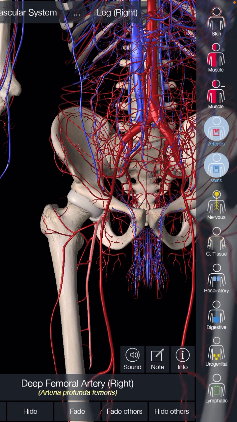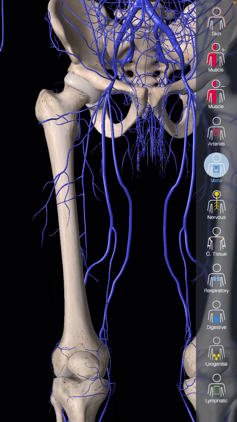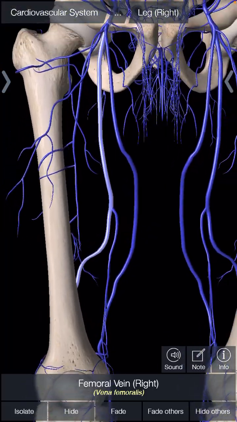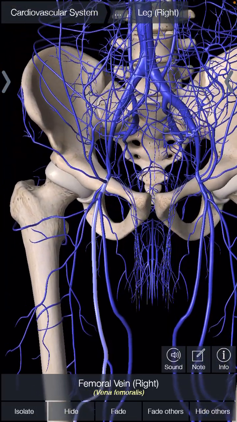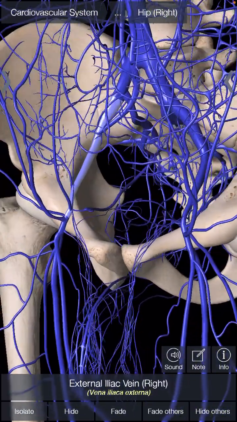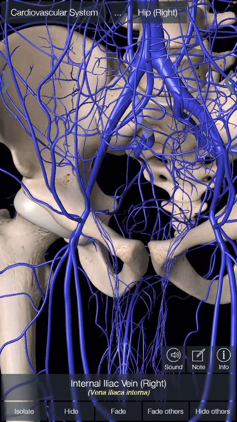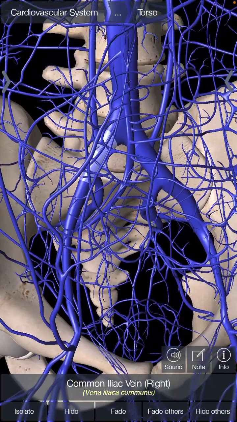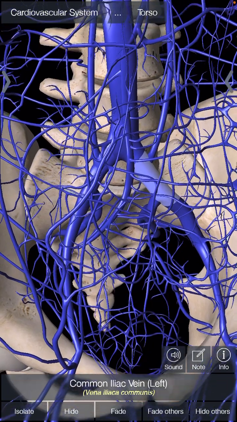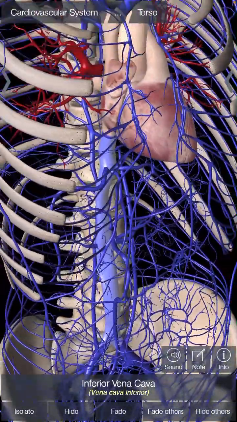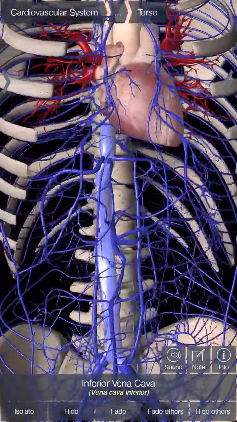We'll go ahead and switch our way over to veins. We will begin still in the lower extremity. We'll work our way back up to the heart, and then we'll see what's going on in the upper extremity. So we have the femoral vein here as we make our way up more into the central, external iliac vein, internal iliac vein. Those two come together to form the common iliac vein. The right and left common iliac veins will then come together to form the inferior vena cava. Then that comes back up to the heart, feeding into the right atrium.